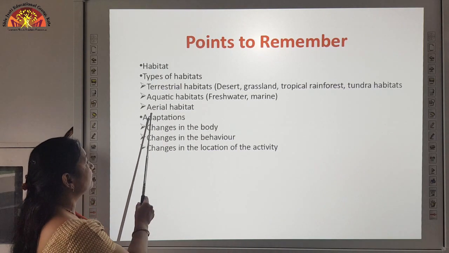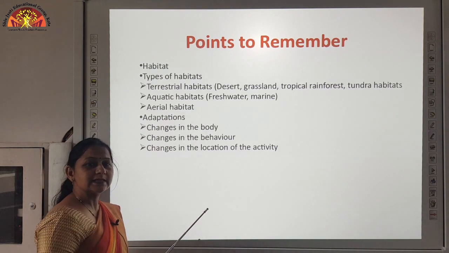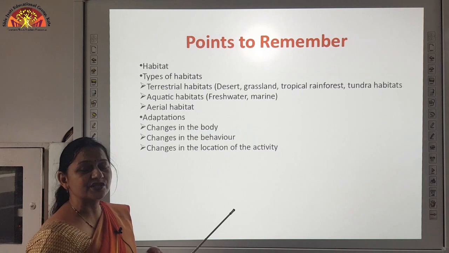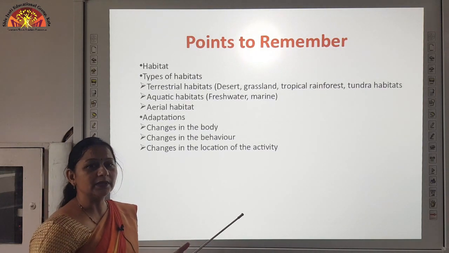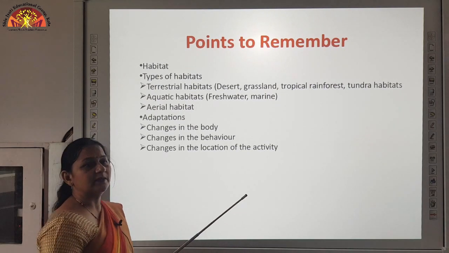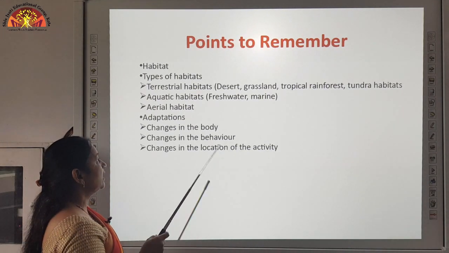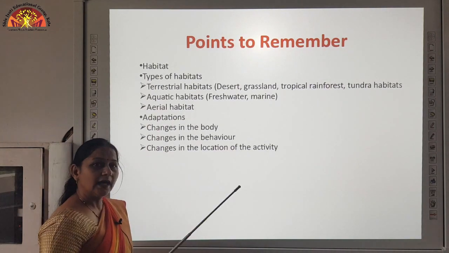And then we have aerial habitat. This is the habitat of the animals which spend most of their time in the air, like the birds, they spend most of their time in the air, and so their habitat is aerial habitat.